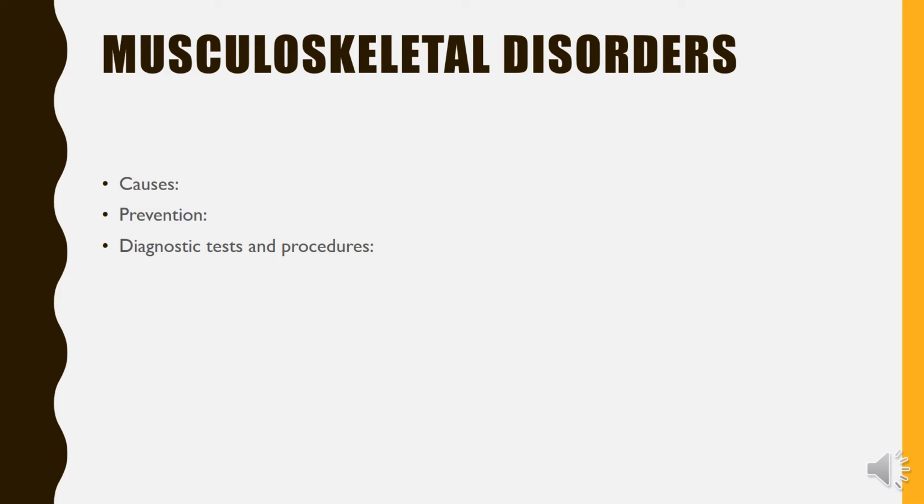We may draw a rheumatoid factor to help us diagnose rheumatoid arthritis. And then the other test is an ANA. Elevation of ANA may also indicate rheumatoid arthritis or other autoimmune diseases.